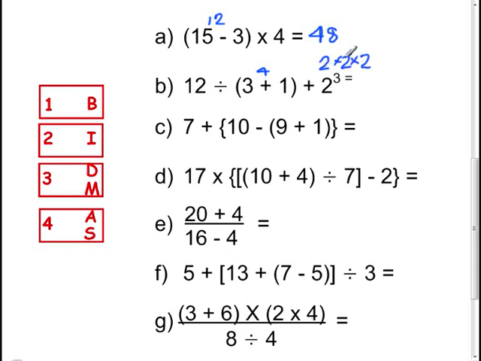2 times 2 is 4, and 4 times 2 is 8. So the answer to that is going to be 8, and I want to write it just above the indices.